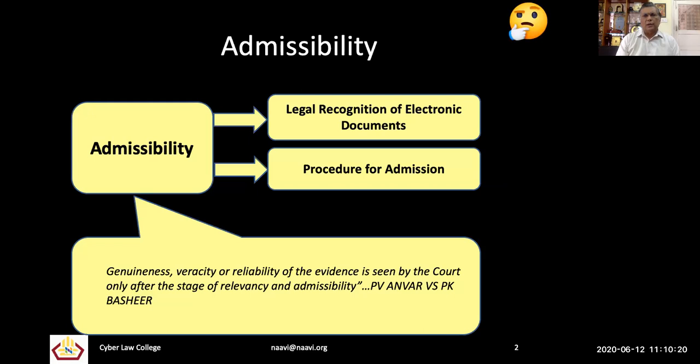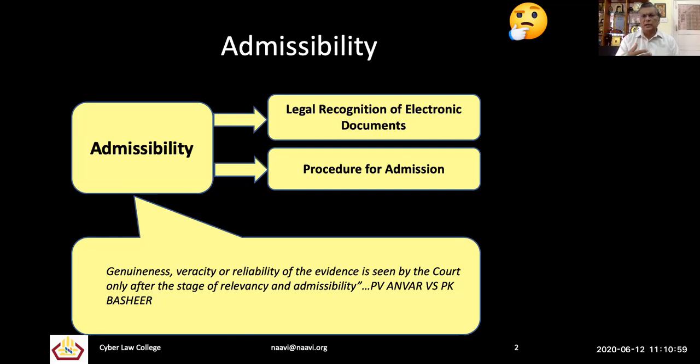We are today looking at the admissibility of electronic evidence, which is a concept slightly different from the genuinity of an electronic document. In fact, in the P.V. Anwar versus P.K. Bashir case, the Supreme Court did make a mention that genuineness, veracity, or reliability of evidence is seen by the court only after the stage of relevancy and admissibility. And section 65B is relevant for admissibility.